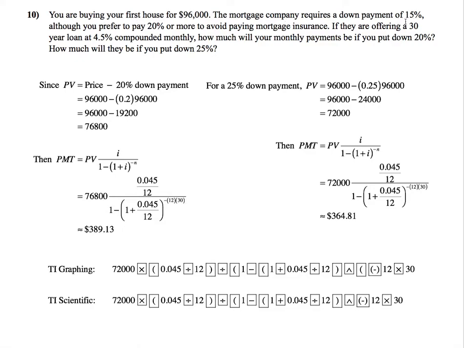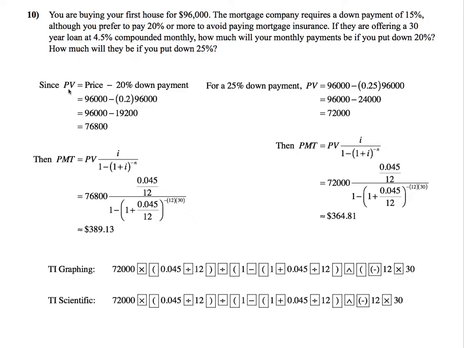The mortgage company is going to require a down payment of 15%. But if you pay 20%, you avoid paying mortgage insurance. And so that's what you are going to pay. Now they are offering a 30-year loan at 4.5% compounded monthly, and you would like to know how much your monthly payments are going to be if you put down 20%. We're also asked how much they will be if you put down 25%.